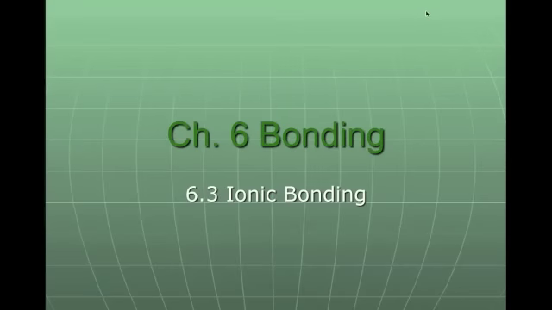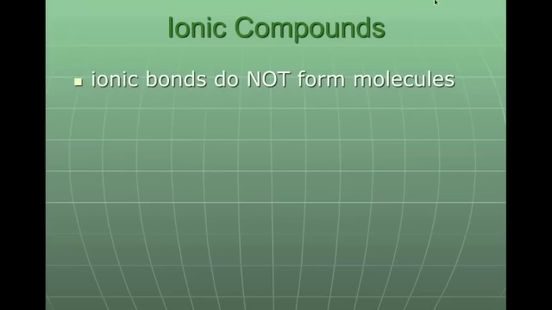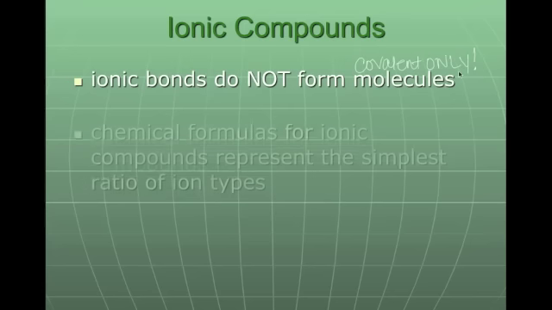Here's your introduction to ionic bonding, and starting with ionic compounds. First of all, I want to clarify that you do not call an ionic compound a molecule. Molecules are for covalent only. We call ionic compounds either just ionic compounds, sometimes they're called salts, sometimes they can be called formula units, but they are never called molecules.